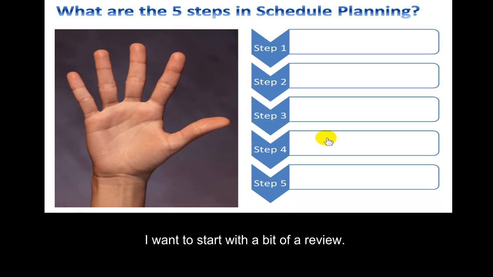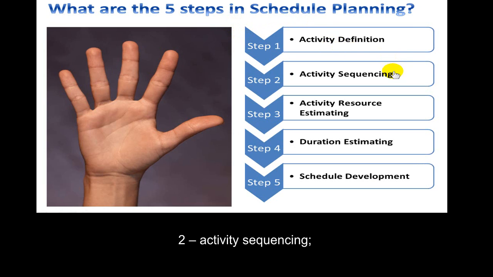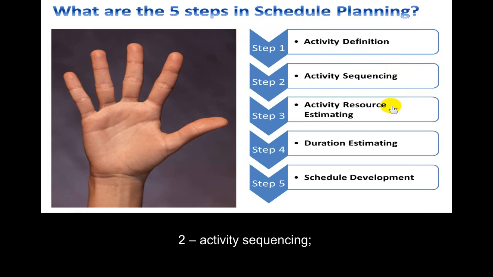I want to start with a bit of a review and answer this question. What are the 5 steps in schedule planning? Remember, the 5 generic steps are: number 1, activity definition; 2, activity sequencing; 3, activity resource estimating; step 4, duration estimating; and step 5, schedule estimating.